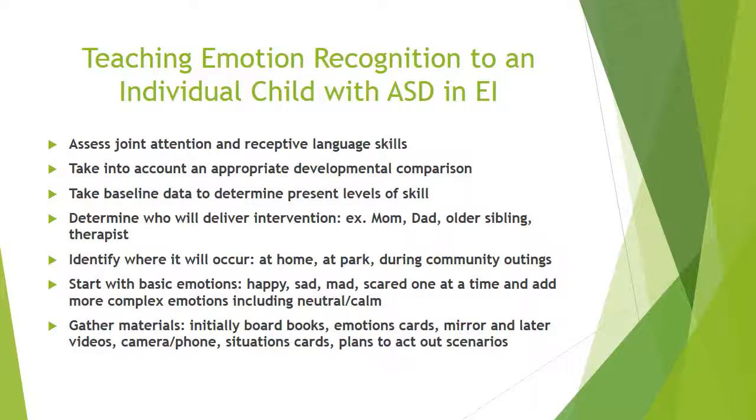Based on the results and limitations of literature review research, in my practice, I will assess joint attention and receptive language skills first. Take into account an appropriate developmental comparison. Take baseline data to determine present levels of skill. Determine who will deliver the intervention. Identify where it will occur. Start with basic emotions and add one at a time until working up to more complex emotions, including neutral or calm. Gather materials, initially board books, emotion cards, mirror, and later videos, camera phone, situation cards, and plans to act out scenarios.